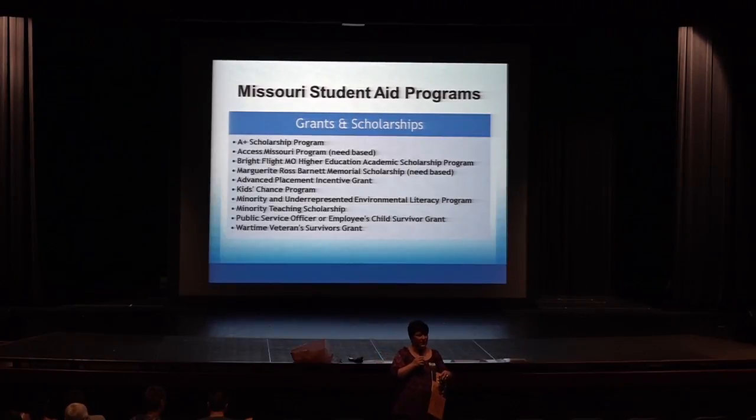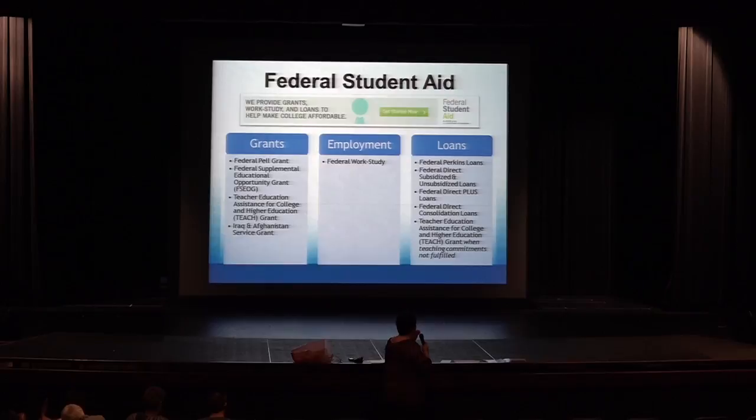Again, the way that you apply for these is by filling out that FAFSA. If you have to do anything else, it will indicate it on this page. And then finally, we have the federal student aid, and that is on page 39. Federal student aid does not necessarily include scholarships, but it does include grants, employment, and loans.